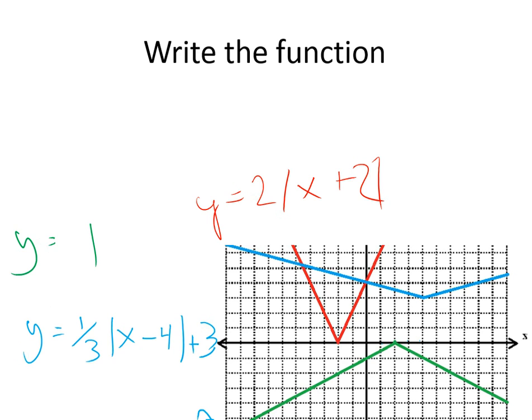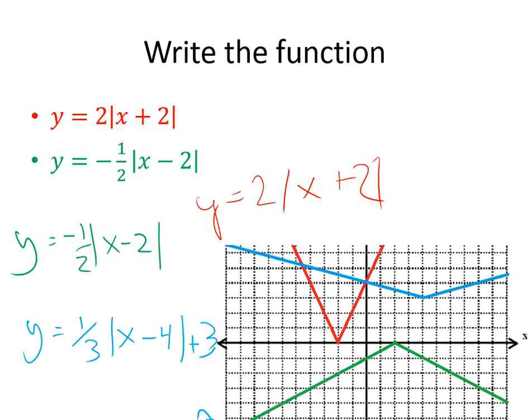Now the last one, the green one, we're moving right 2, so it'd be x minus 2, because we're moving it right. We're not changing it vertically, so we don't add anything. Now its slope looks like it's down 1 over 2, so it'd be a negative 1/2. So there would be us writing our functions, and as we see, they all match up. Oh, I guess the blue one would be 1/4. This one was a little hard to tell from the graph.